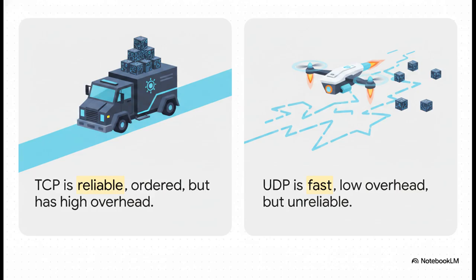But then you have UDP. UDP basically strips away all those rules for raw, unadulterated speed. It is fast, but it's unreliable and unordered. For live video streaming or online gaming, UDP is exactly what you want. You'd way rather just drop a late packet and move on, rather than wait around for a retransmission that causes this jarring, annoying gap in the audio.